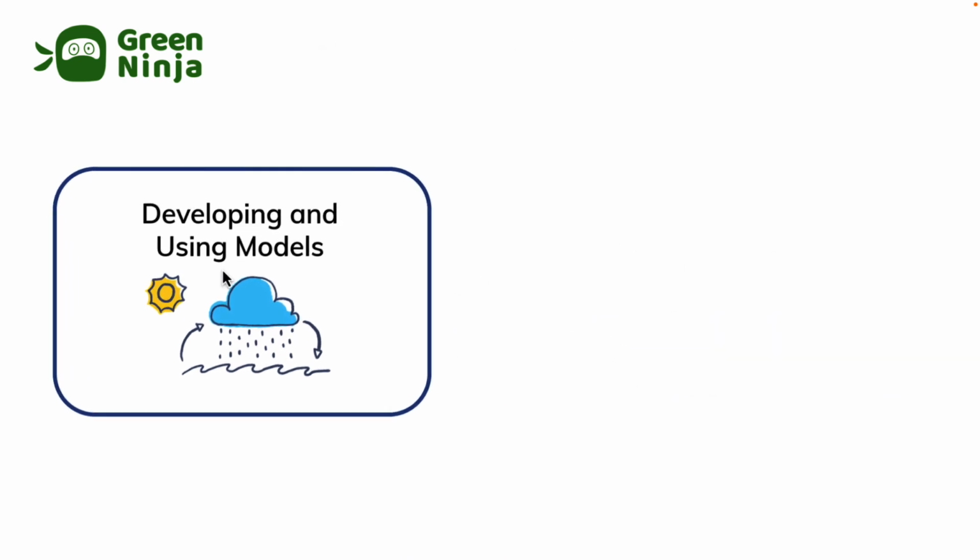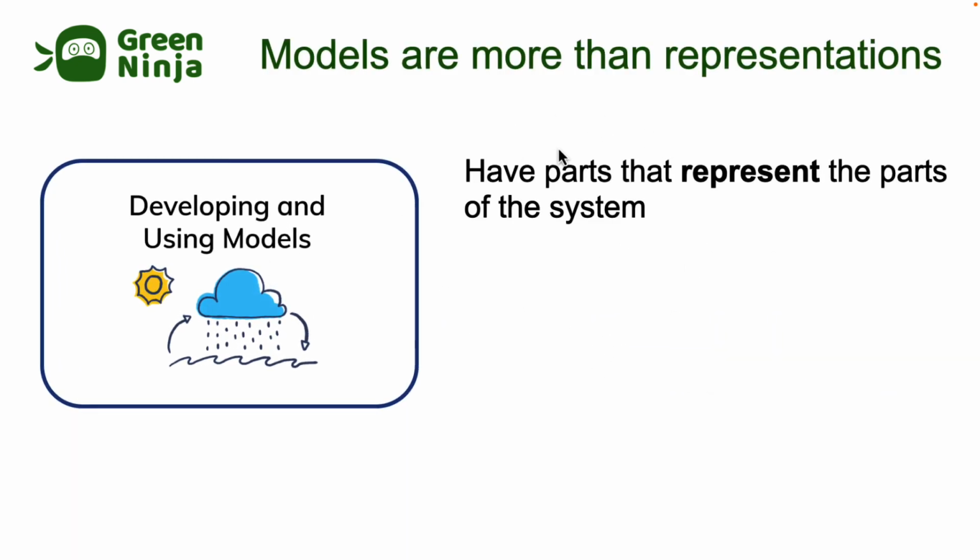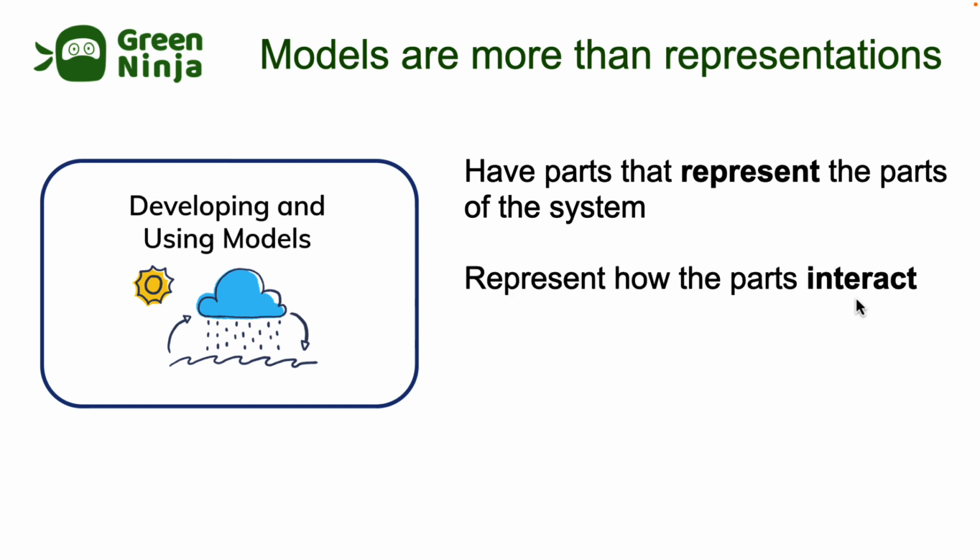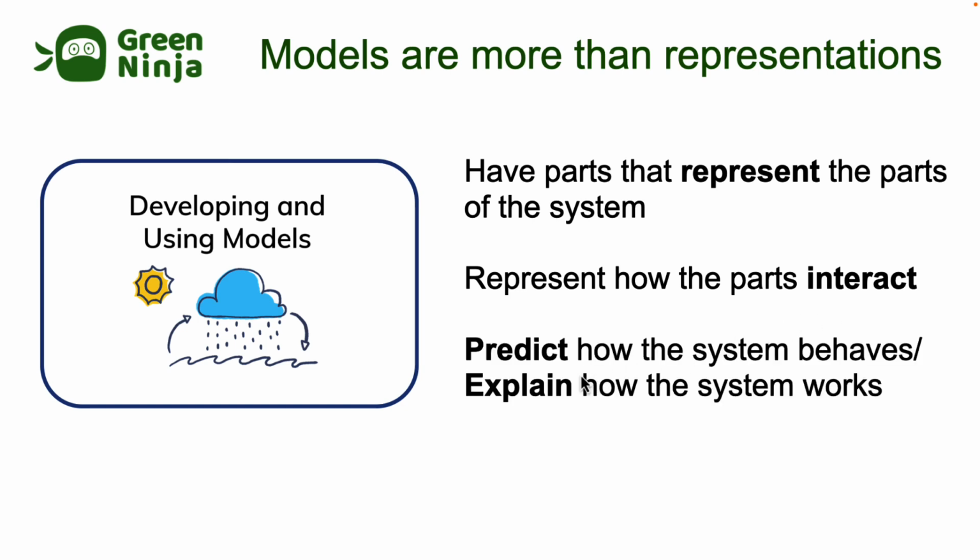But models are more than just representations. Of course, they have parts that represent the parts of the system, but they also need to represent how those parts interact, and they need to predict how the system behaves or explain how the system works. A lot of times we throw around the word model to talk about, say, the model of a cell, and we just want people to make that representation without these two other crucial steps.